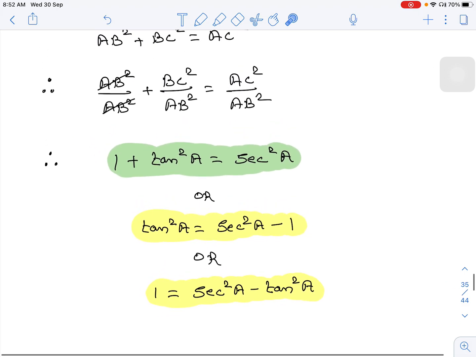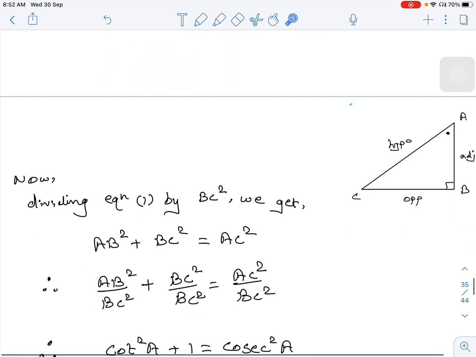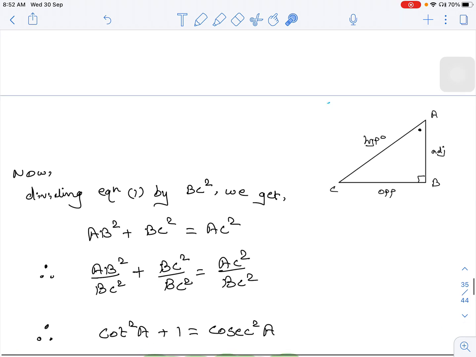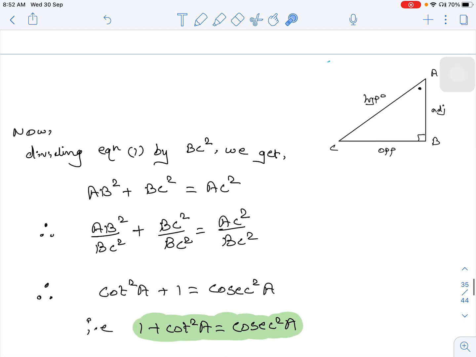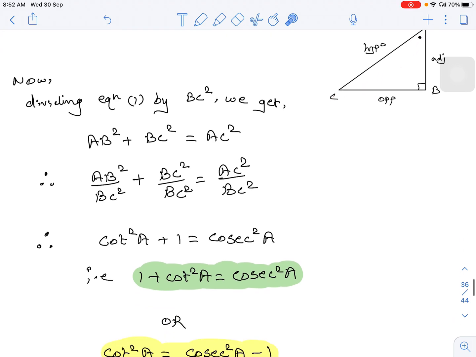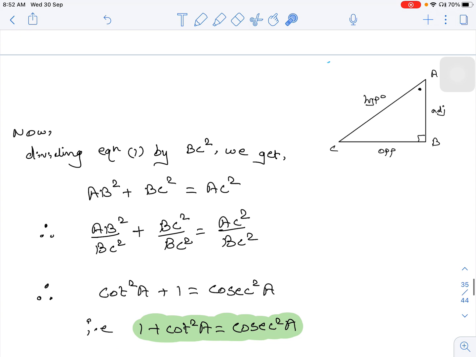Now let us proceed towards our next identity, that is the third identity. Now again our same triangle, that is triangle ABC. For angle A, BC is the opposite side, AB is the adjacent side, and AC is the hypotenuse. In the first case we have divided by AC, in the second case we have divided by AB. Now let us divide it by BC.